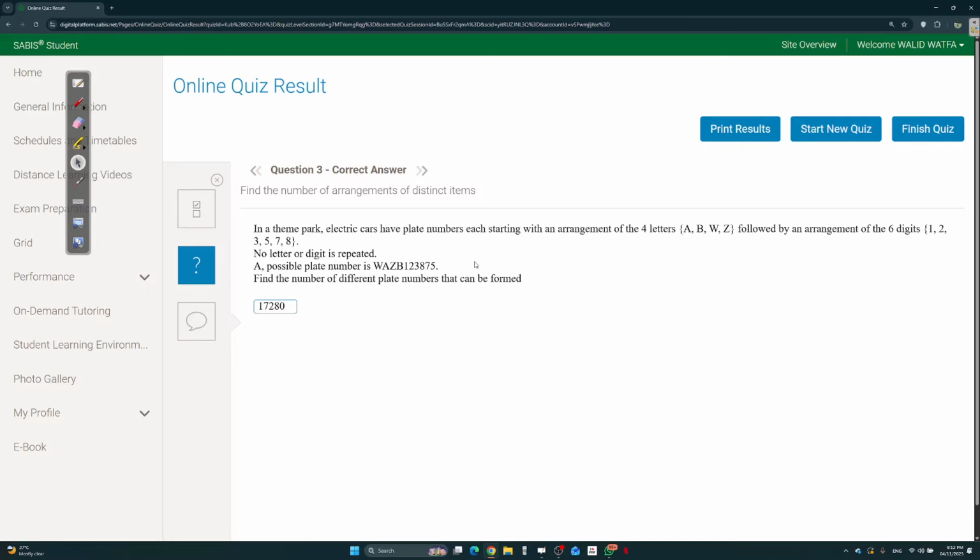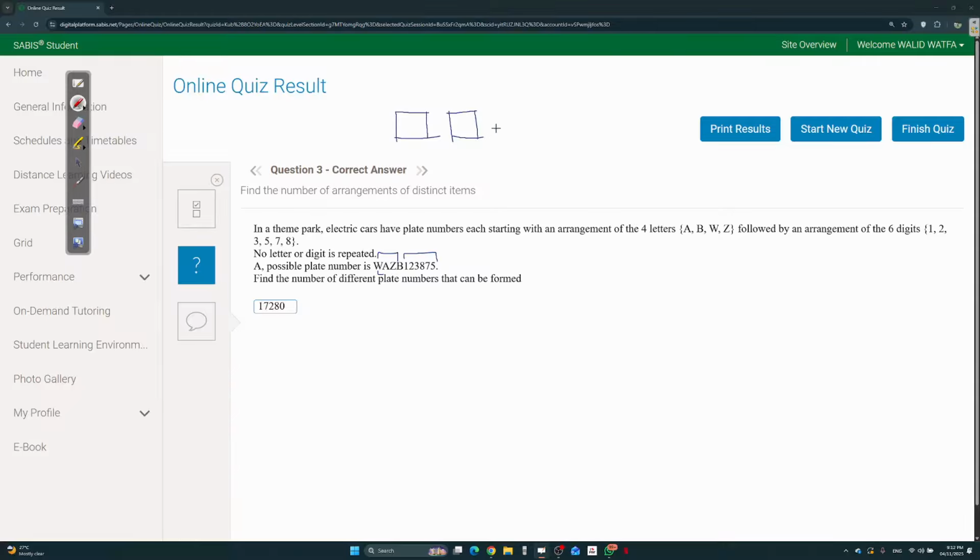Find the number of different plate numbers that can be formed. So over here we need 4 letters, right? They're saying it's 4 letters. And then how many numbers do you have? 6 numbers, right?